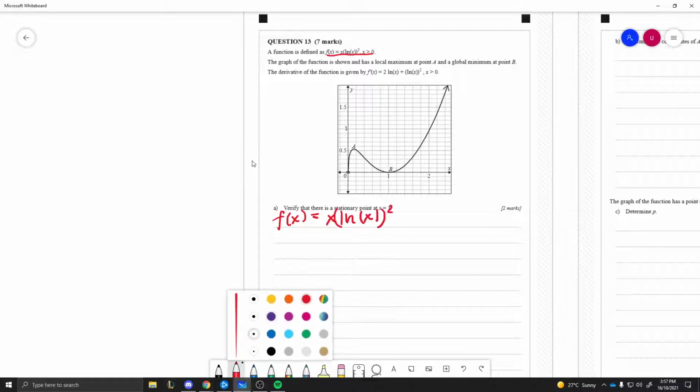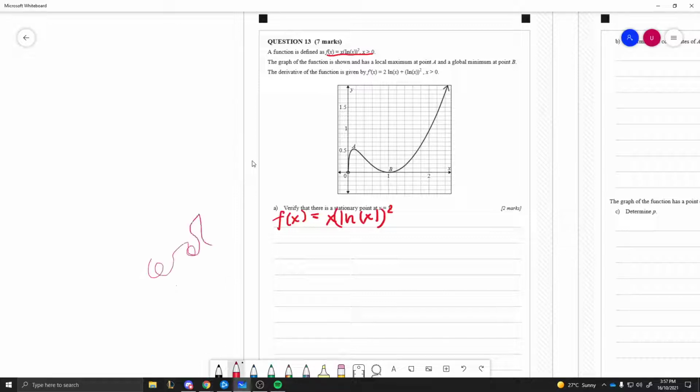I should turn this down a bit. Even though it's pressure sensitive, it's a bit thick. Yeah, I might erase this.